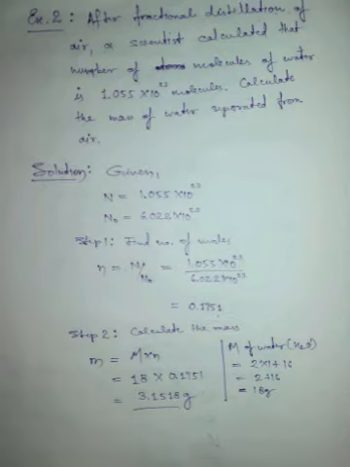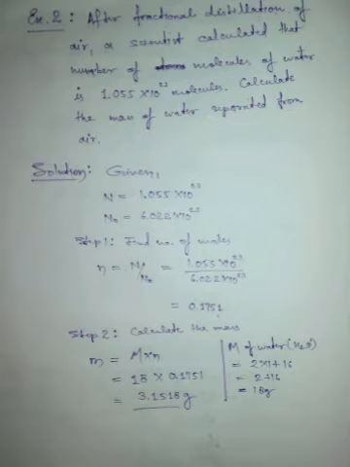What is given? The number of particles, or the number of molecules of water, is 1.055 into 10 raised to the power 23, and the Avogadro number is the same as always. Step 1 is to find the number of moles. You will divide the number of molecules by the Avogadro number. After division, you will get the value of 0.1751. That is the number of moles.